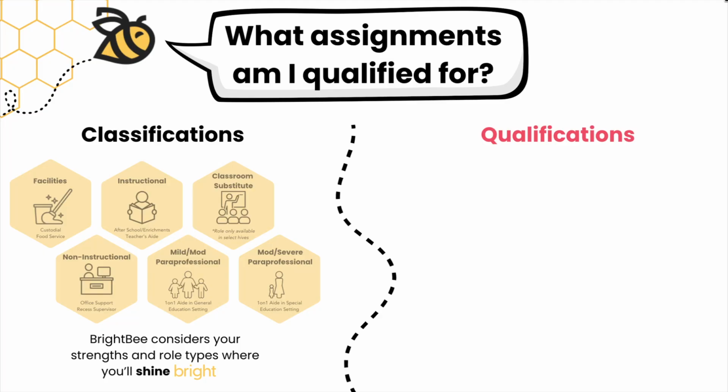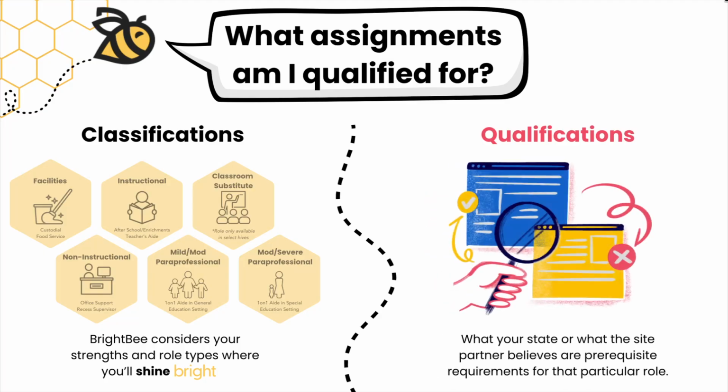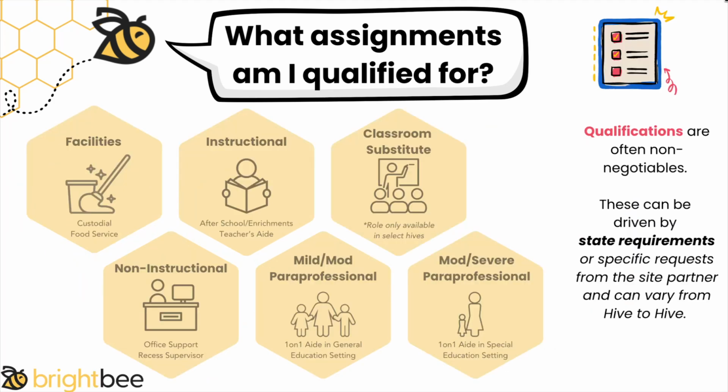Separate from classifications is qualifications. Qualifications are what your state or what the site partner believes are the prerequisite requirements for that particular role. Let's unpack that a little. Qualifications are often non-negotiables. These can be driven by state requirements or even specific requests from the site partner, and often they vary from hive to hive.